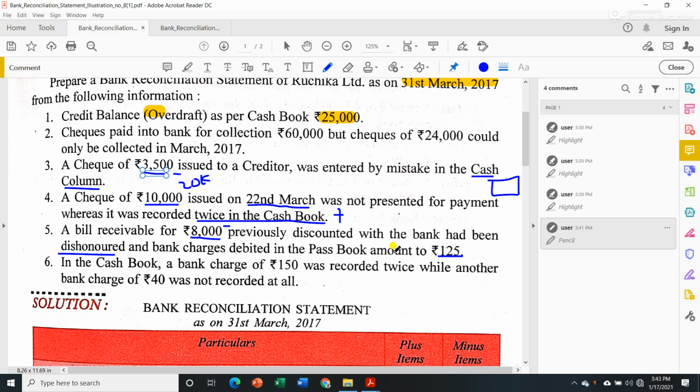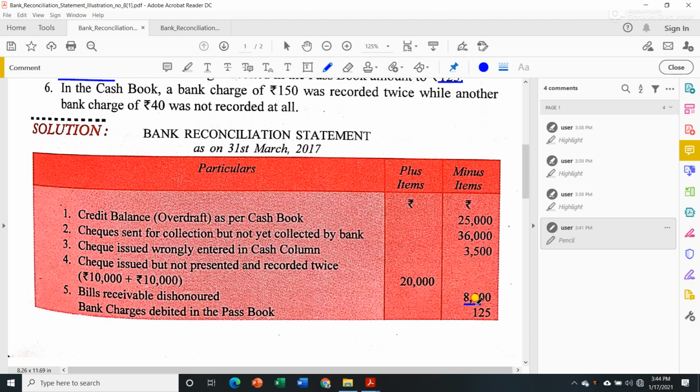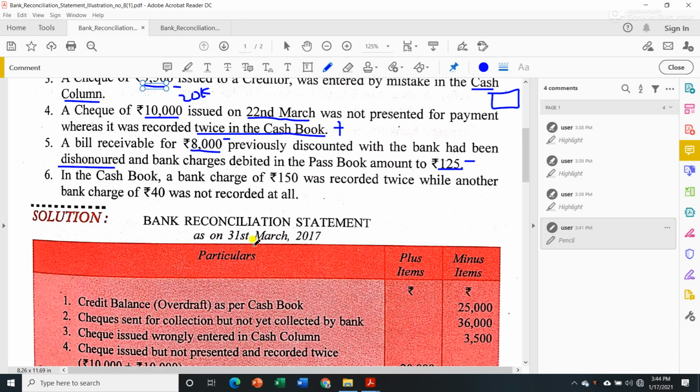Then later on, when the bank charged 125 from our bank account, that was also not recorded in our cash book, so again we will deduct this 125 from our cash book. Now see, we wrote it in the minus column. Then the last transaction: in the cash book, a bank charge of 150 was recorded twice.